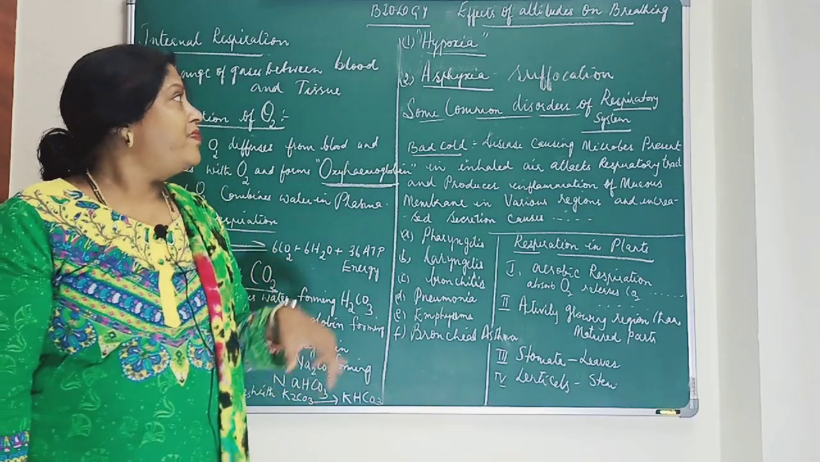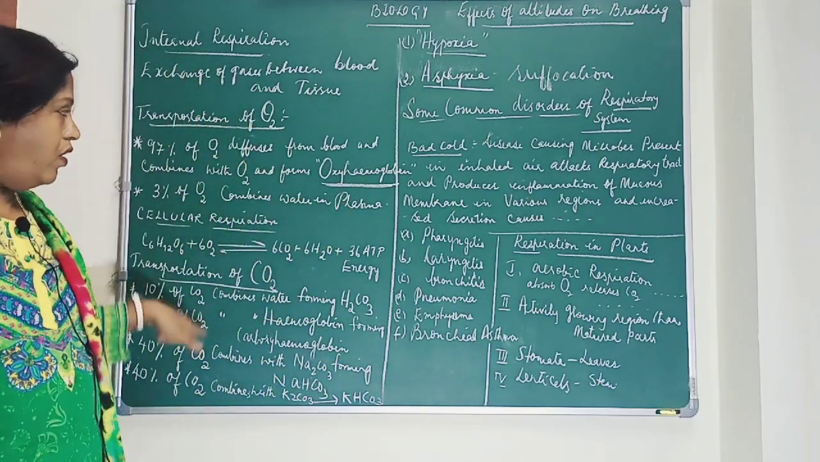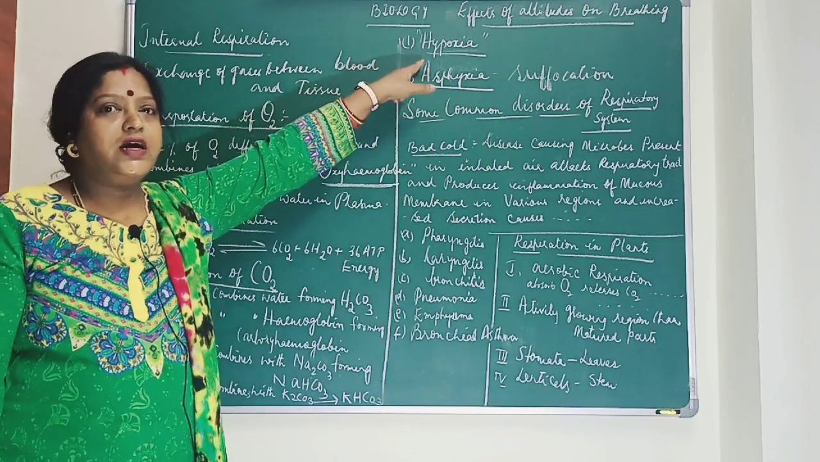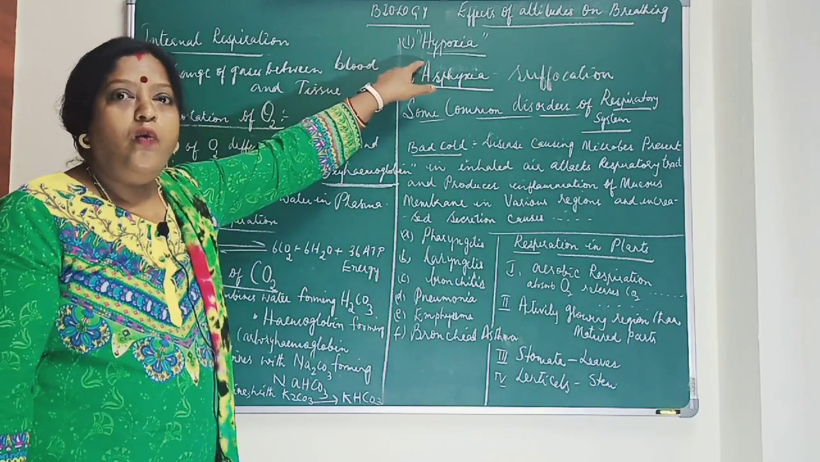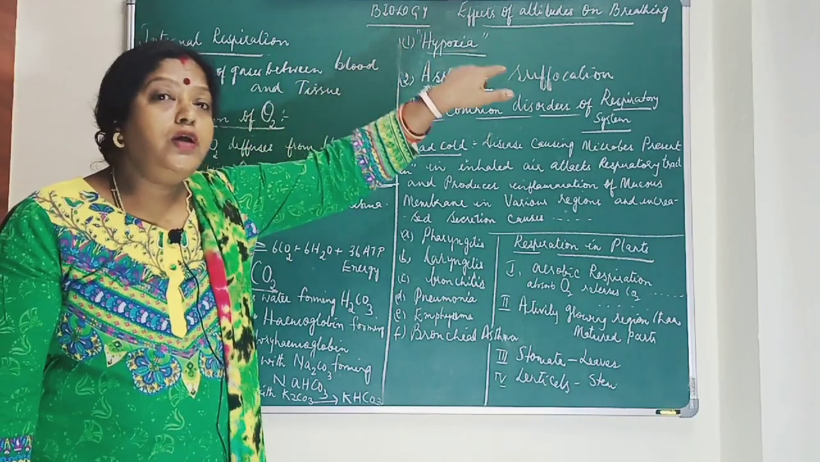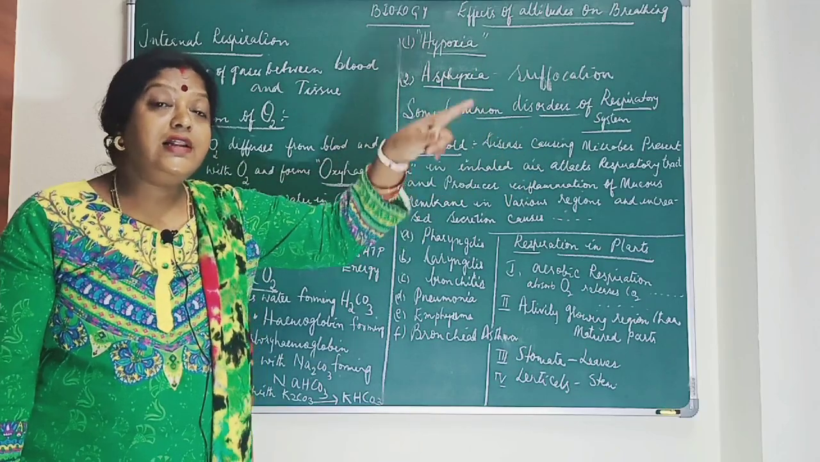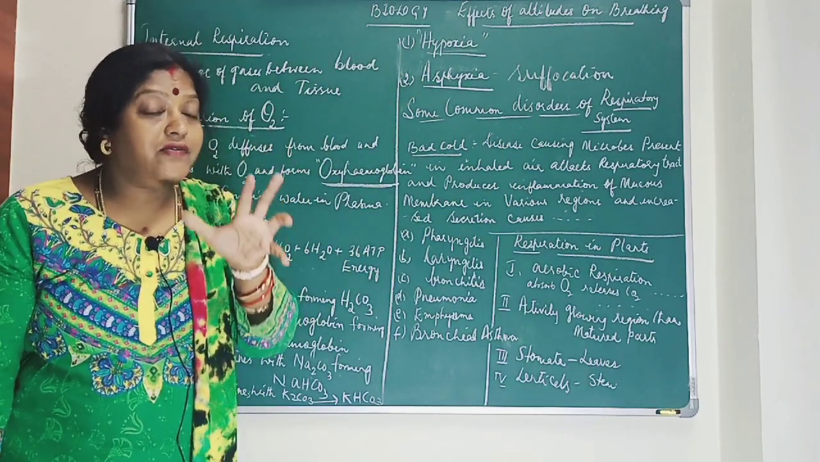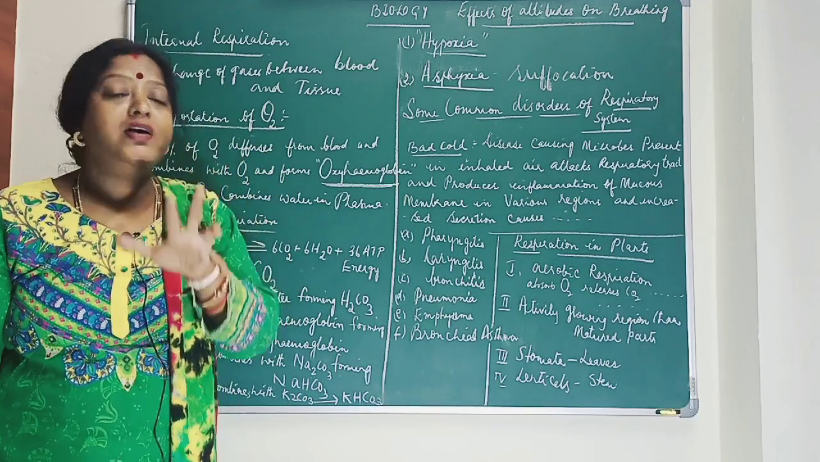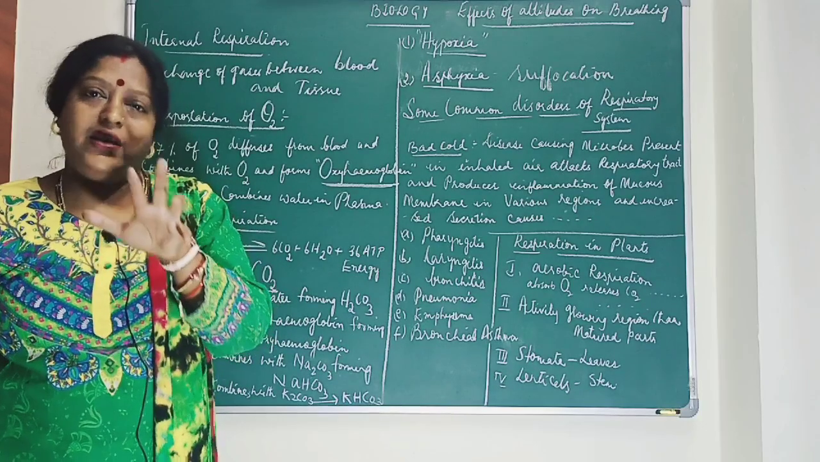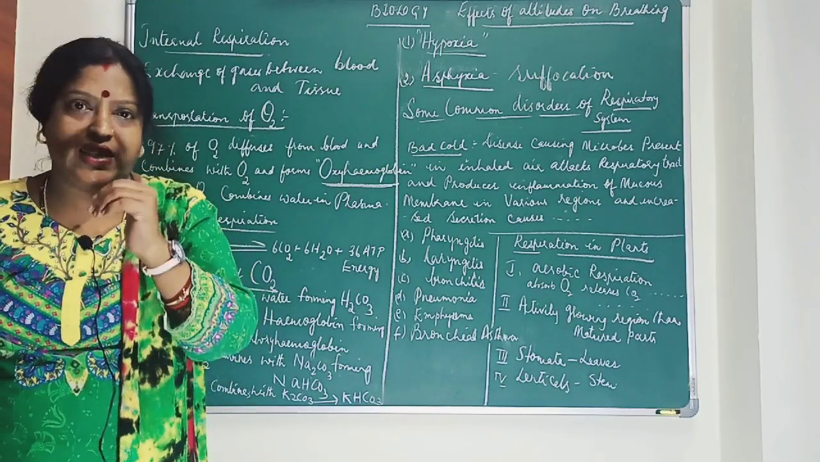So all of you note down all this. Hypoxia is a condition where the availability of oxygen to the body is lesser than required. How much oxygen is required for our cells and tissues to function does not reach them, it becomes lesser and lesser.